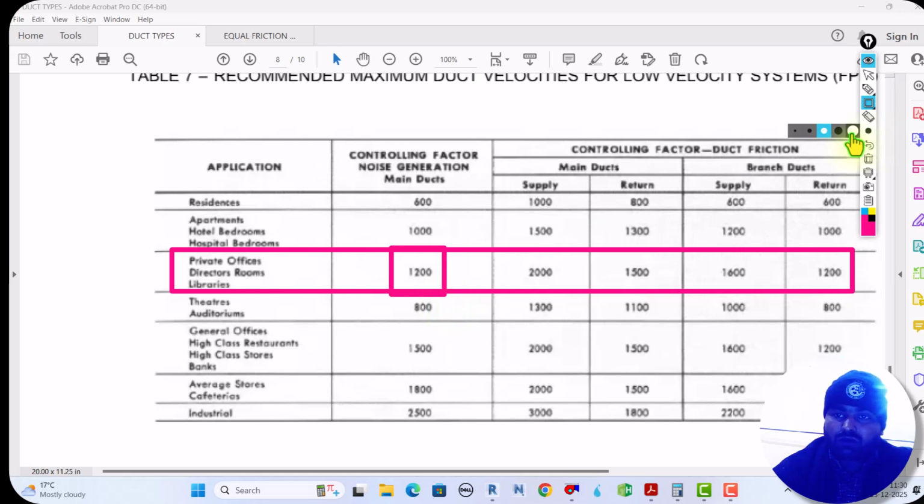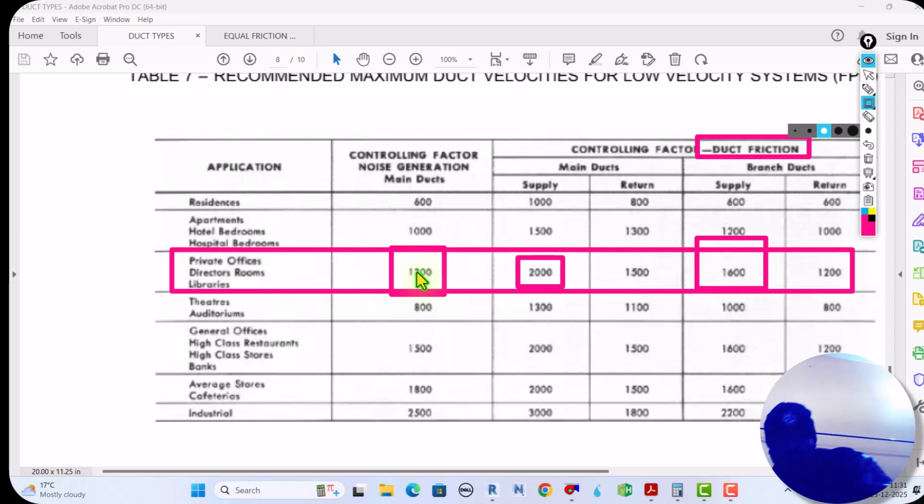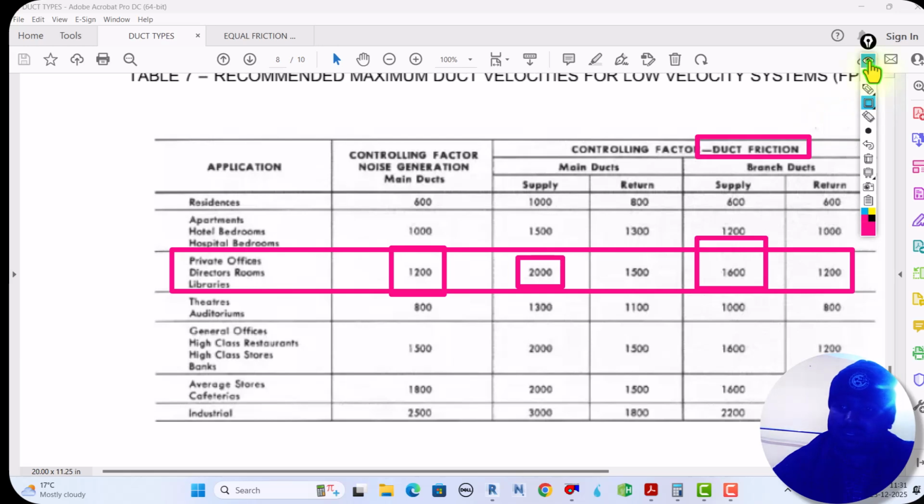Or if I am controlling by the duct friction method, then for supply I have to take 2000, and for branch I have to take 1600. So for the comfort region we must control the noise, then we have to follow 1200 velocity, right? But it is quite high. We can take this value 1200, no issue, but it is quite high.